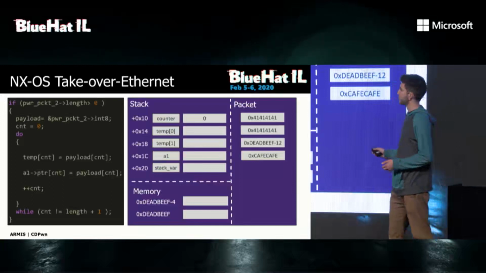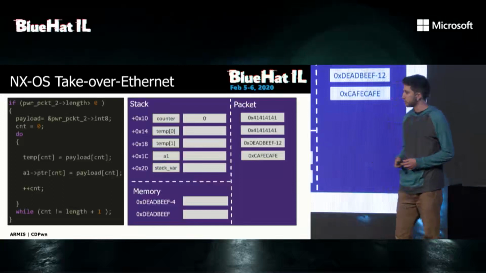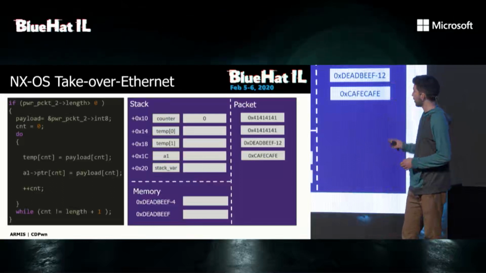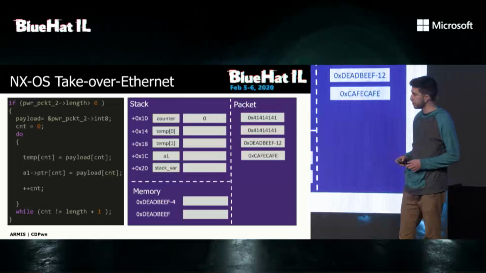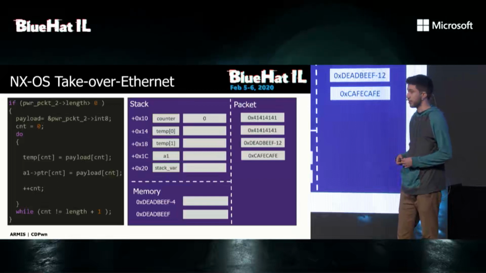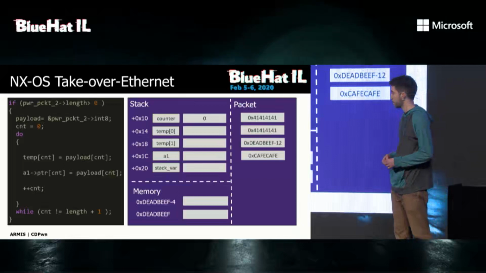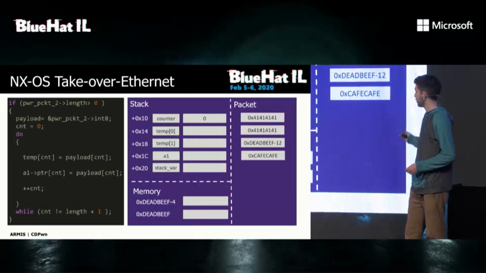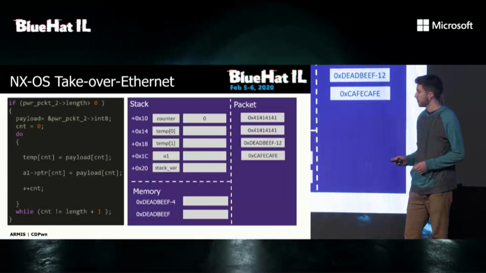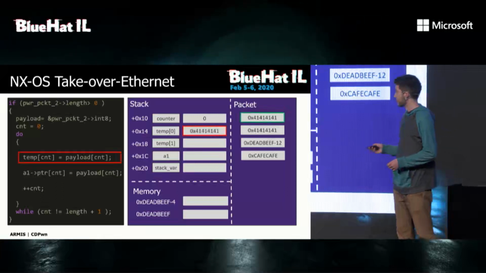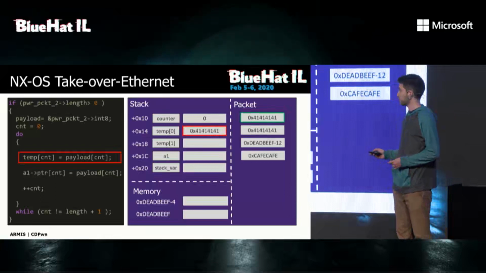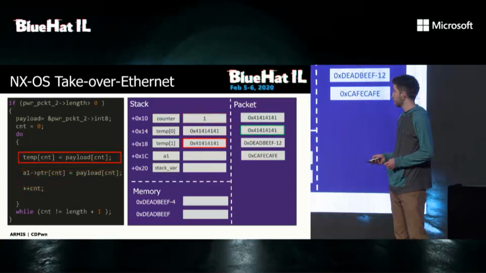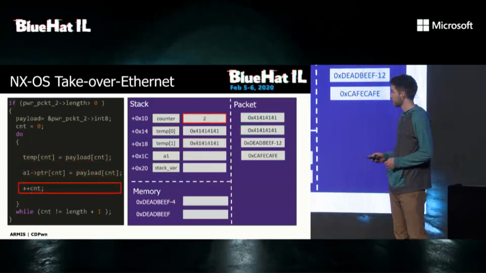So on our left, we have a simplified version of the code, and on our right, we have a memory map. On the right side of the memory, we have the packet being sent. On the top left, we have a simplified stack frame, and on the bottom left, we have the memory region around the address deadbeef. Our goal is to write cafecafe into the address deadbeef. So let's do it. The first step, we're going to write the first D word into the first cell in temp, and we're going to increase the counter. This is fairly simple. The next steps are pretty straightforward.